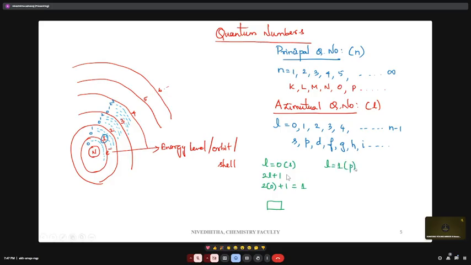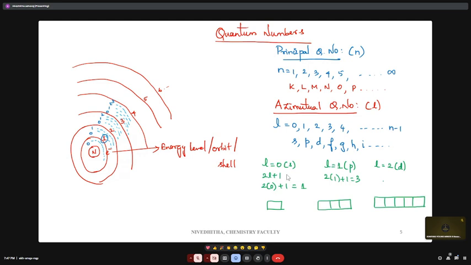Could you please tell me how many orbitals are present in the l equal to 1 subshell, that is the P subshell? Yes, it is 3, because 2 into 1 plus 1 is equal to 3. Those 3 orbitals are represented by 3 boxes, all connected to each other. And for l equal to 2, that is the D subshell, how many orbitals are present? It is 5: 1, 2, 3, 4, and 5.